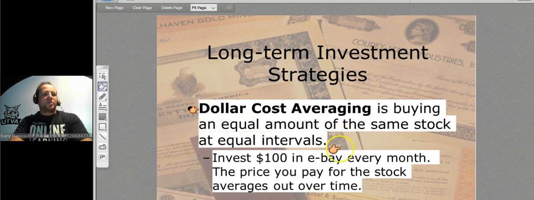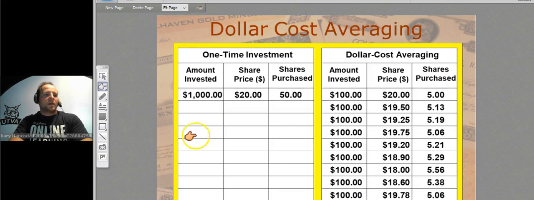Okay, dollar cost averaging is buying an equal amount of the same stock at equal intervals. Invest $100 in eBay every month. The price you pay for the stock averages out over time. So instead of investing $1,000 at $20 a share, you have 50 shares, you just do this over time and you can continue to build it up. Okay, so looking at setting aside so much money each month, they say about 10% of what you make is what you should be investing.